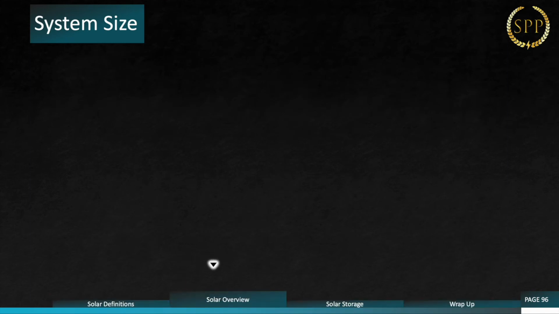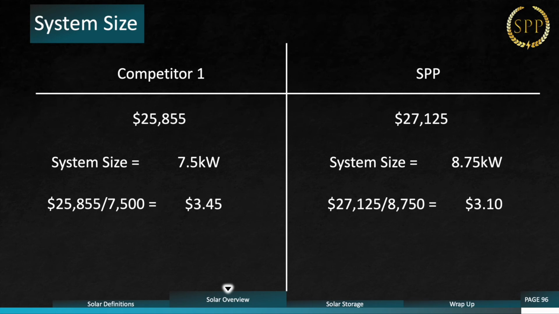So let's take a look at something on this, because it's important to understand with that competitor how we broke it down. And I would show this on a piece of paper just like I'm showing you here. I would draw it out for the customer. So this company over here is at $25,855 for a 7.5 kilowatt system. Again, that's $25,855 divided by 7,500 watts is $3.45. Meanwhile, our $27,125 system is an 8.75 kilowatt system. So we divide the $27,125 by 8,750. That gives us $3.10.